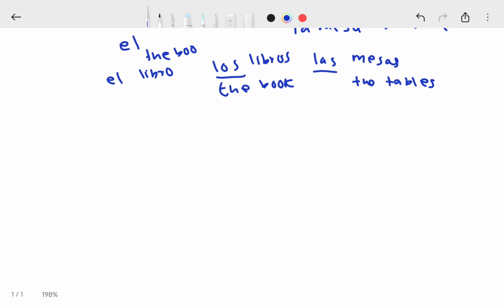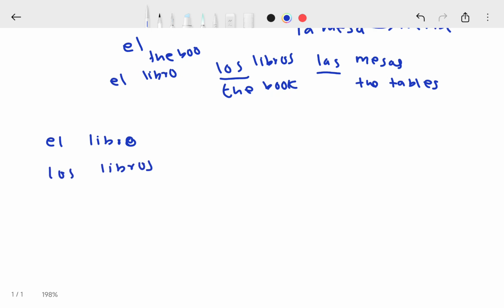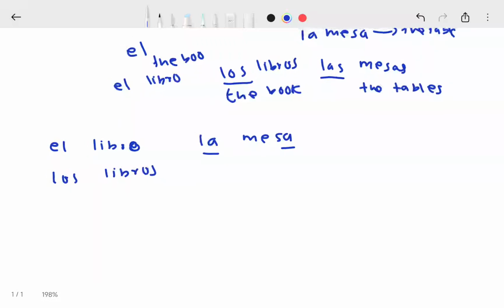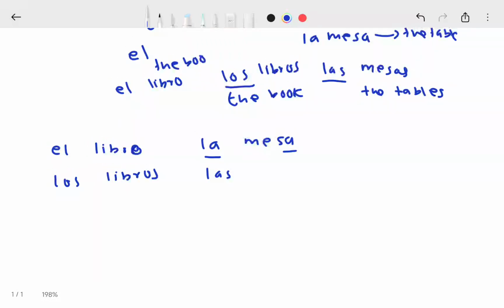For example, first we have already discussed el libro, which means the book, and los libros, which means the books. As it is plural, we give los. Here libro ends with o, so we consider it masculine. The second example we have already gone through, la mesa. As it ends with a, we have considered it feminine and we have given the feminine article, which is la. Its plural will be las mesas.